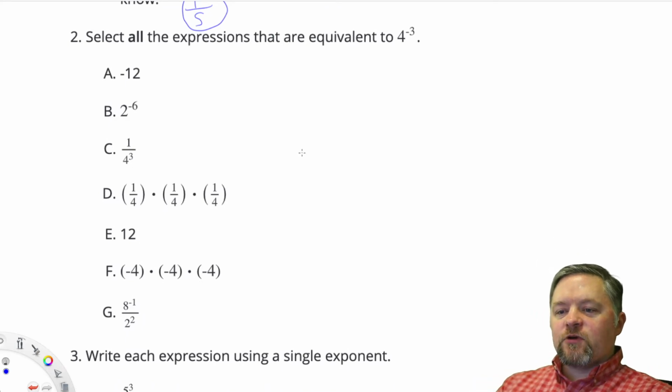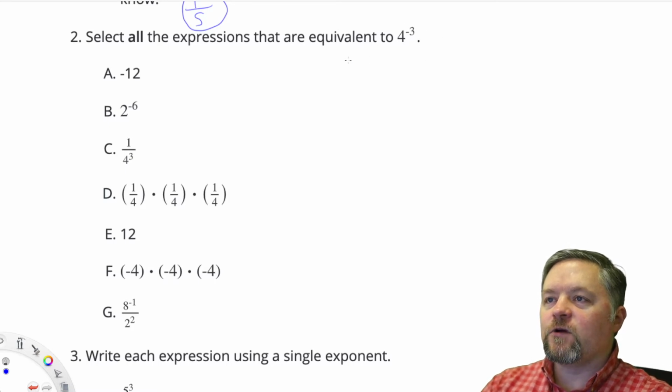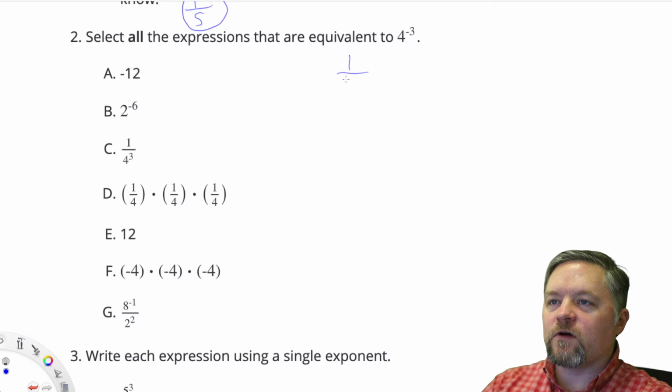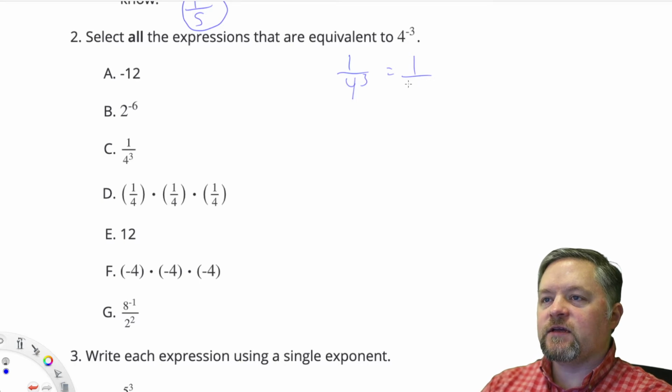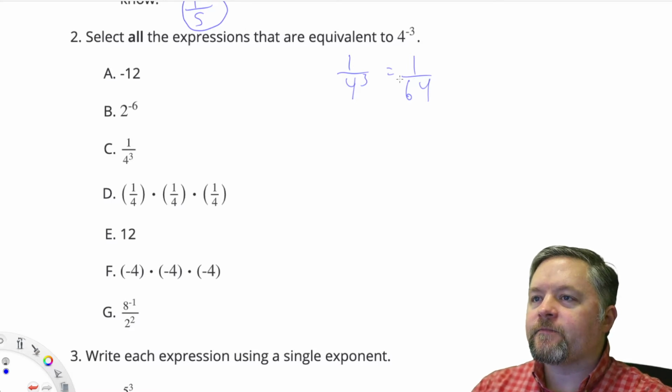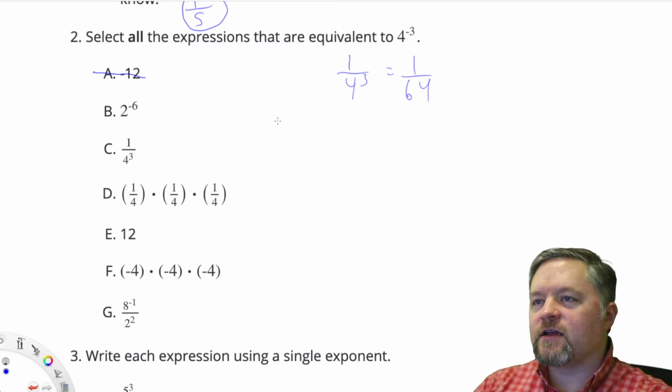Select all the expressions that are equivalent to 4 to the power of negative 3. 4 to the power of negative 3 is 1 over 4 to the power of 3, which is 1 over 4 times 4 is 16, times 4 is 64. So 1/64th. What is that equivalent to? It's not negative 12.